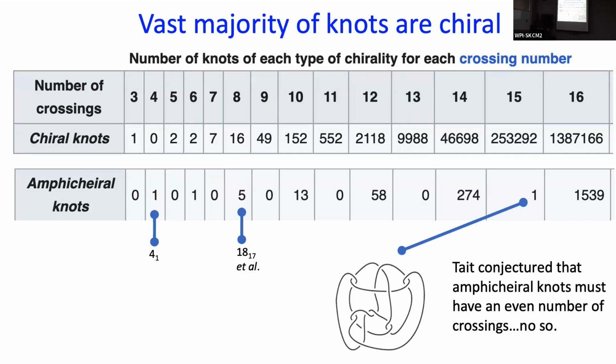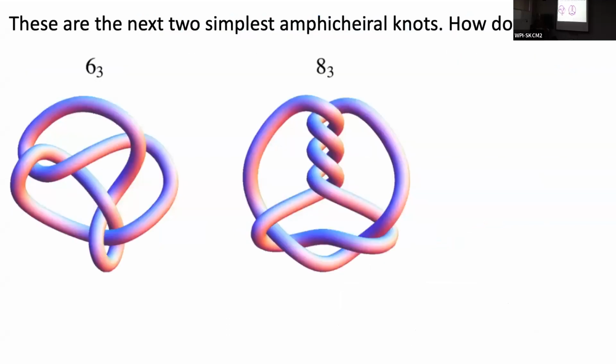For a long time, it was conjectured that amphichiral knots must have an even number of crossings, but it was recently shown by a guy called Hoste that that's not true any longer. He found a knot with 15 crossings that is amphichiral. So knot theory is alive and growing all the time. These are the next 2 simplest amphichiral knots.